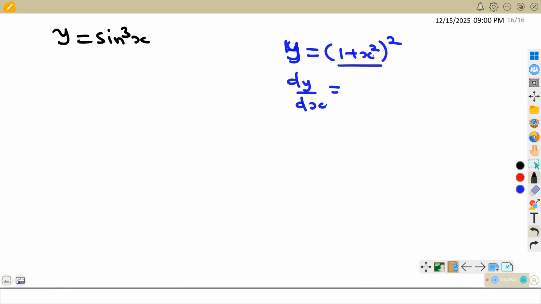Did you look at doing it like this: drop the power, reduce the power by 1, then multiply by the derivative of the bracket? What do you get when you differentiate 1 plus x squared? You get 2x.